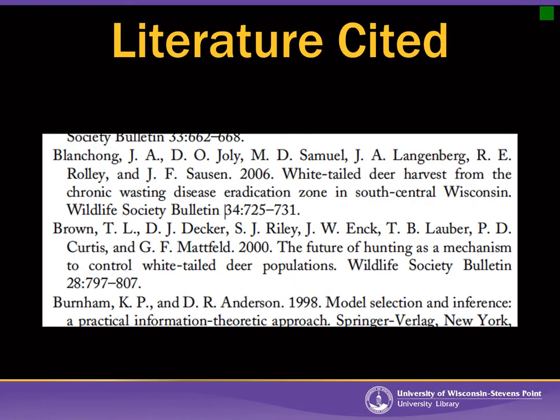If you find a citation on your topic, you now have the skills to track down the source. You've learned those skills in this class. So let's say you wanted this first article here. It's titled White-tailed Deer Harvest from the Chronic Wasting Disease Eradication Zone in South Central Wisconsin. From the citation, you know it was published in the Wildlife Society Bulletin in the year 2006 in volume 34, starting on page 725. So let's find that article using the UWSP library.